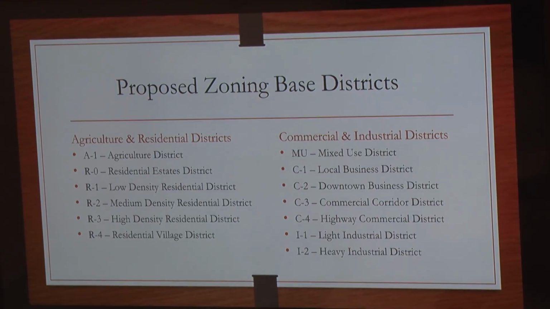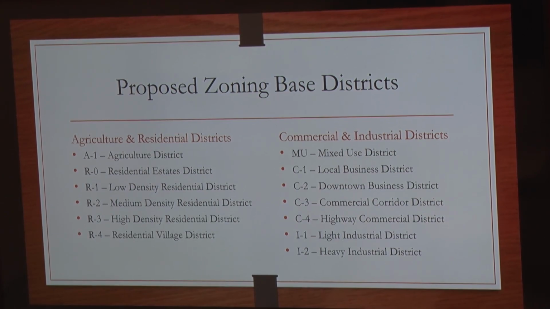Then R1 is redefined as, instead of an urban single family residential district, a low density residential district, to once again tie back to our comp plan that has a low density residential land use category. Then R2 would be medium density residential district, and R3 would be high density residential district.